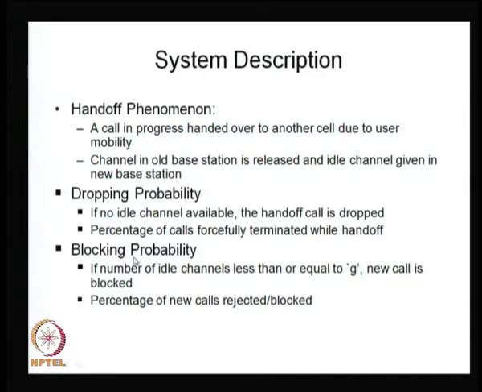Since the handoff calls have higher priority, because the calls are already originated and keep coming into the cell, and there is a possibility they can move into another cell also. Therefore, we should give a higher priority to the handoff calls. There are many ways of giving higher priority to the handoff calls. One easy way is to reserve a few channels for the handoff calls.